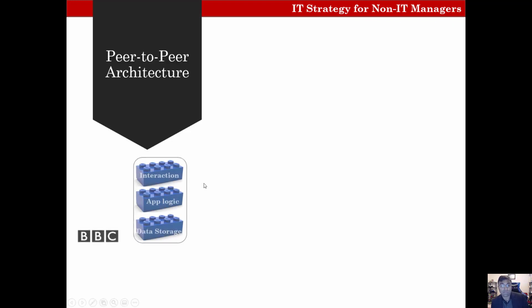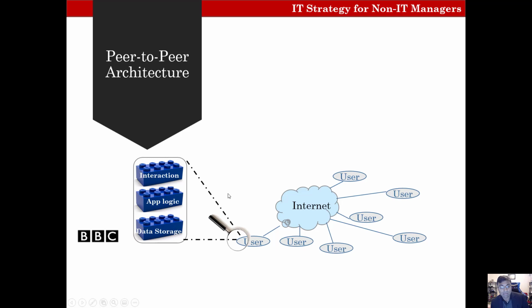And finally, we are going to look at peer-to-peer architecture. Here, the interaction, application logic, and data storage are all in the client-side user device, and we use the internet to connect multiple devices to each other. There is no central server. Every user simultaneously also acts as a little server for other user devices.